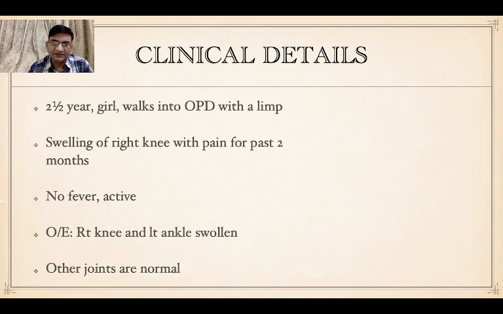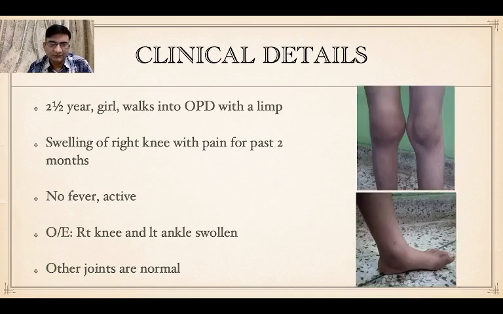So again, coming to cases, we had a 2.5 years old girl who walks into the OPD with a limp. There was a complaint of swelling of right knee with pain for the past 2 months. There was no history of fever. The child was active throughout the day. However, during the early morning hours, she was somewhat stiff, and it was difficult for her to move in early mornings. When examined, we found that her right knee and left ankle were swollen. The other joints, however, were normal.